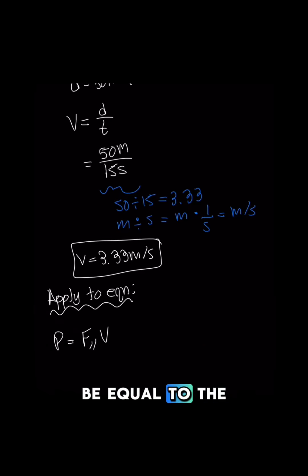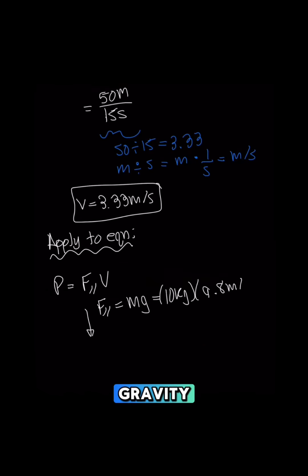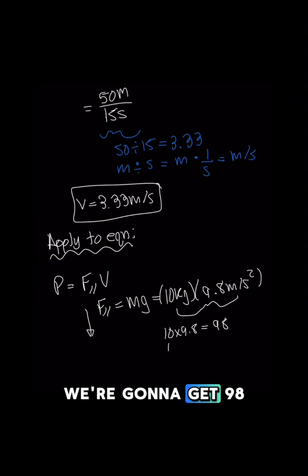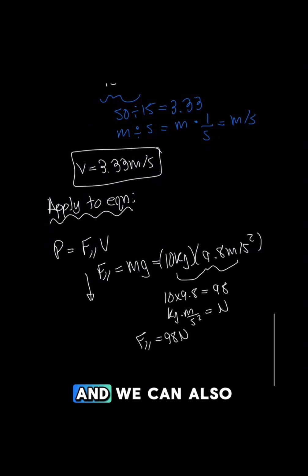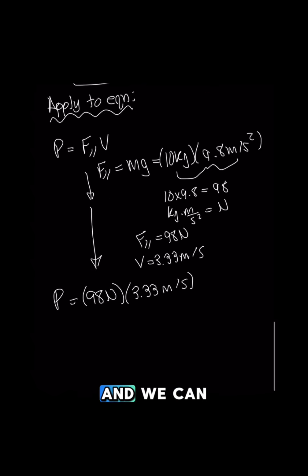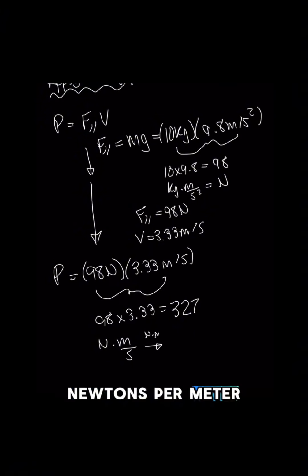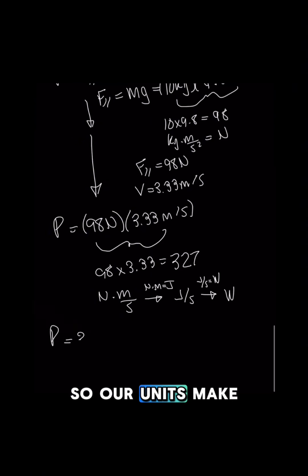F parallel is going to be equal to the weight force, which is equal to mass times gravity. So we plug in mass and gravity, compute the amplitudes in the units, and we're going to get 98 newtons for the force parallel. We can also plug in our velocity that we found equal to 3.33 meters per second. And we can compute the amplitudes in the units of this expression, remembering that newton meters is equal to a joule and a joule per second is equal to a watt. So our units make sense for power.